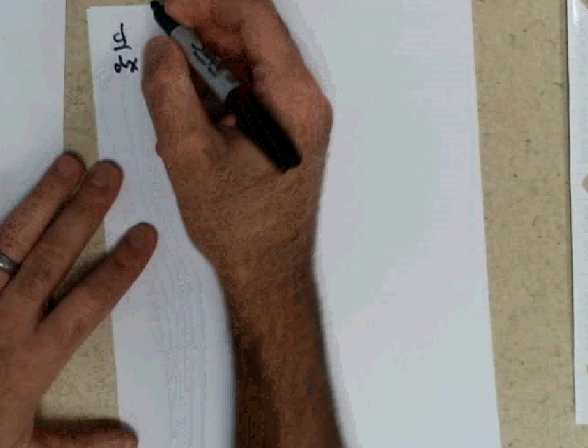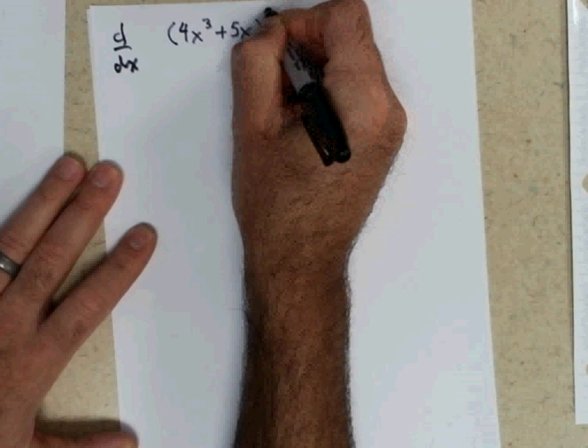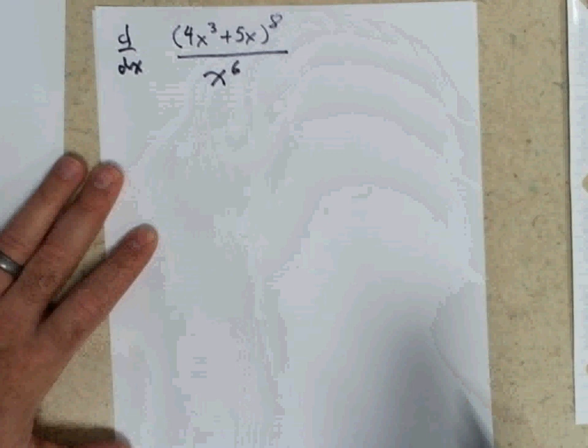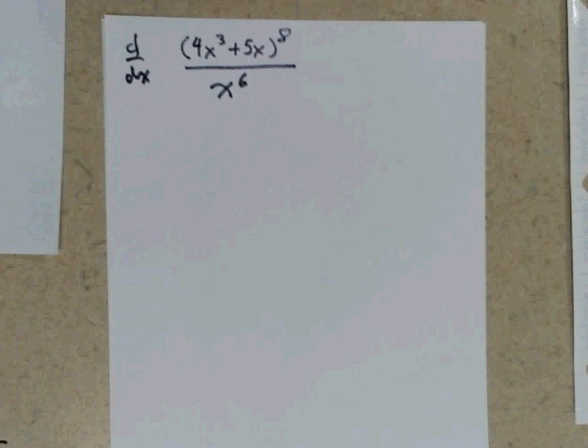All right, last one and I'm done. Last one. So I have (4x cubed plus 5x) raised to the 8th power over x to the 6th power. Now before you race off, think about the game plan. In your head, get a game plan, and then I'll tell you what you should do in 30 seconds.